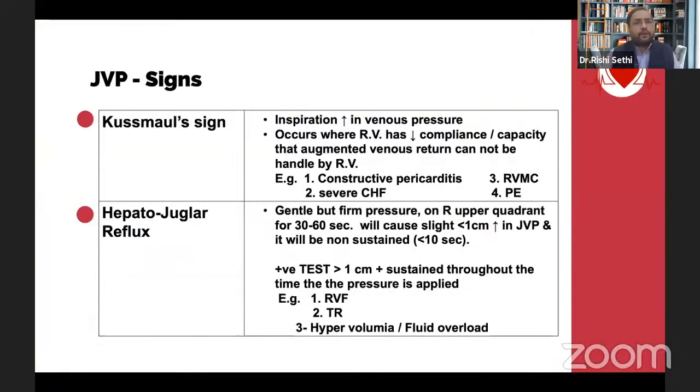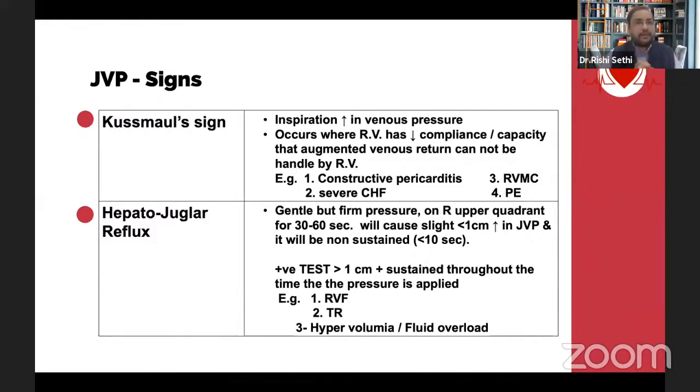So a bit about Kussmaul sign. Generally speaking, whenever you inspire, the JVP will fall down, and the height of the JVP will become lower. But if on inspiration your venous pressures increase and your height of JVP increases, it is the Kussmaul sign, and it occurs when the right ventricle becomes less compliant or has less capacity to augment any further venous return, and it cannot be handled by the right ventricle, as happens in constrictive pericarditis, severe congestive heart failure, right ventricular myocardial infarctions, and so on and so forth. There would be no fall, or rather a rise, in the venous pressures on inspiration, and that's a Kussmaul sign.